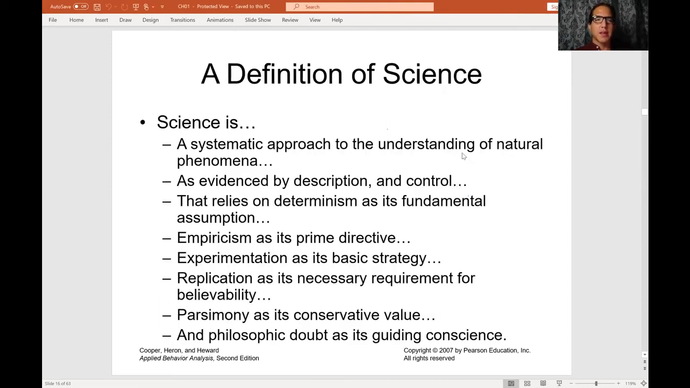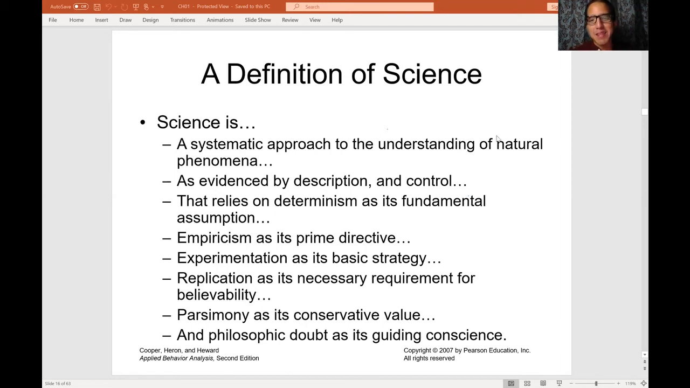All right, definition of science. So, as we talked about before, science is more about attitudes, as far as behaviors, right? But we want to define science, which not a lot of people have done.